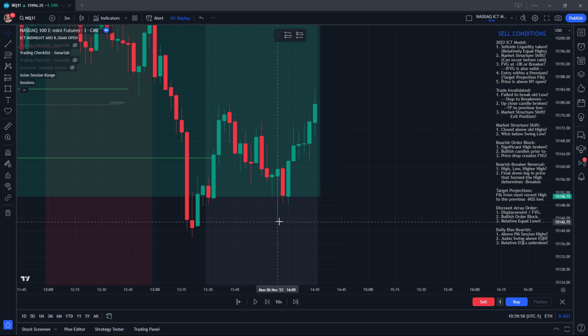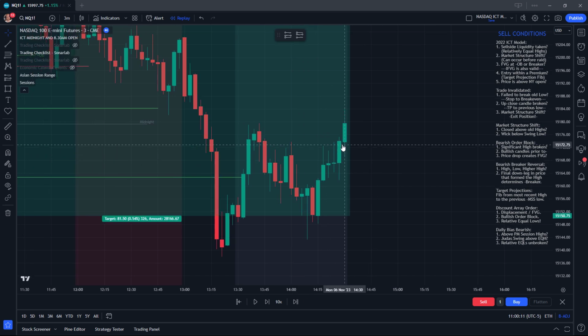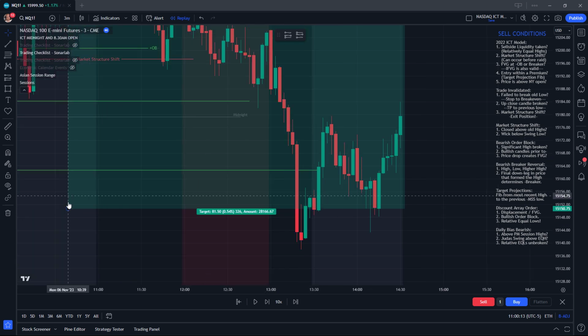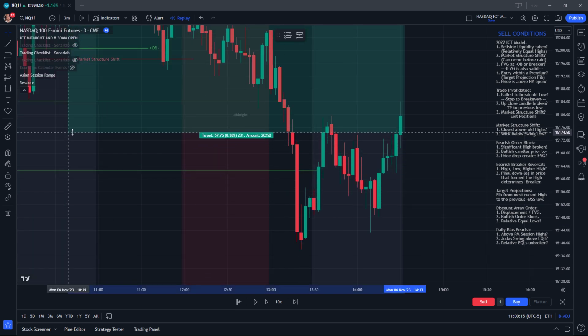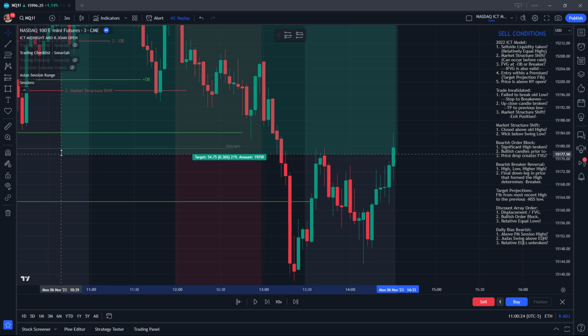That was a failure to break a low. Then we had a green candle violated, and then we actually had the market structure shift here. So yeah, we should have actually got out on this candle here. But let's be honest, you'd probably be waiting to see, oh, okay, but maybe the next candle will be red. But so yeah, we'll go with more realistic.